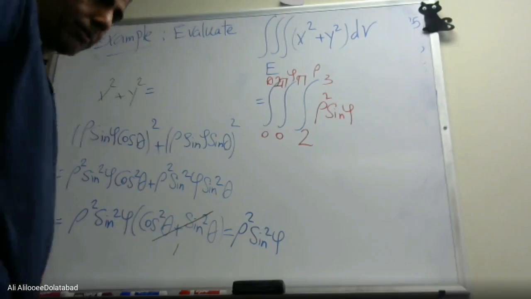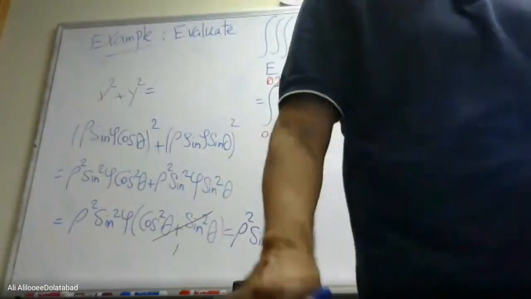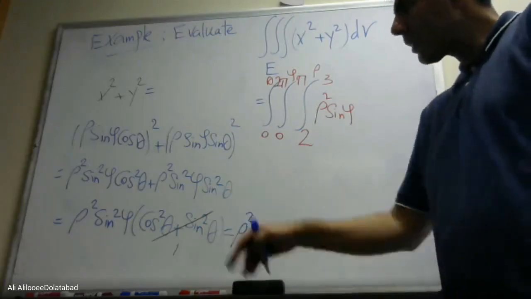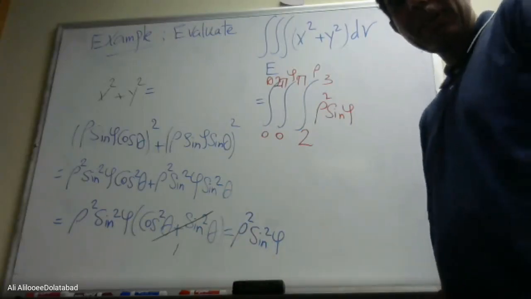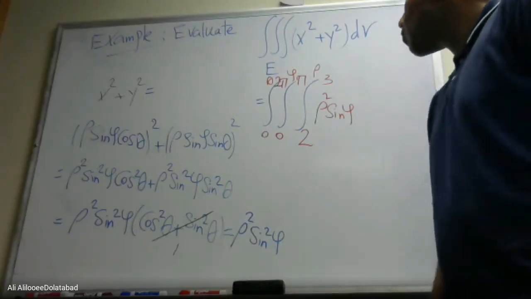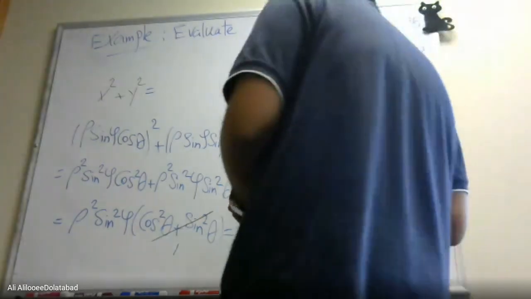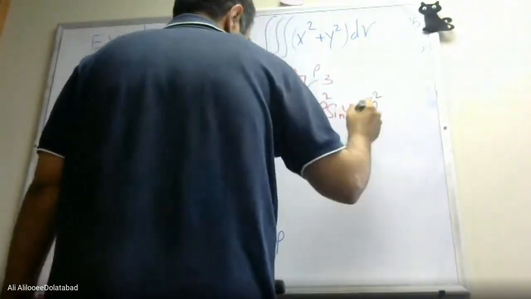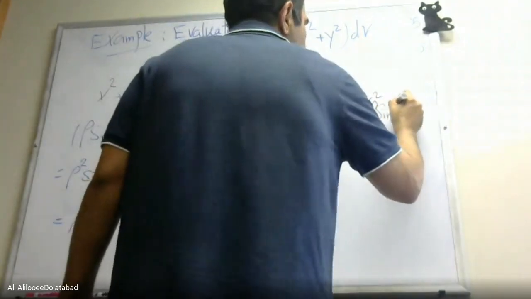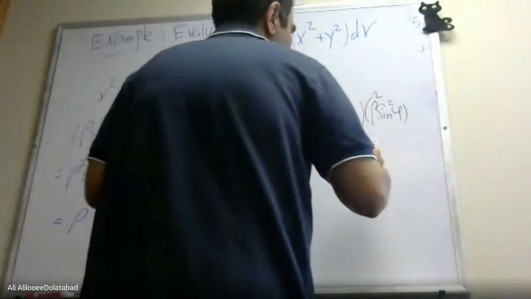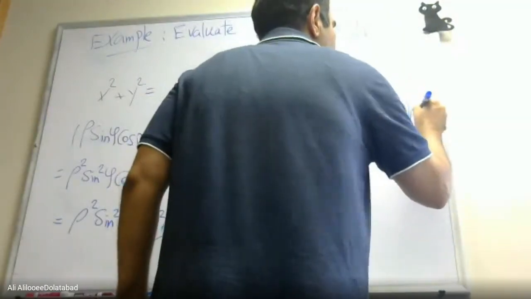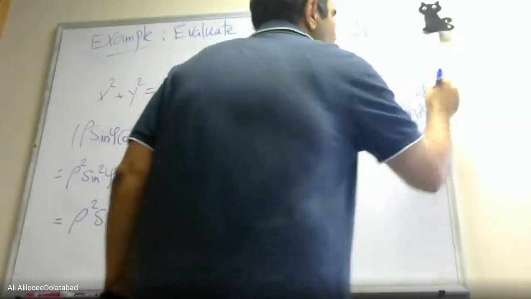Any question? We did the same thing for the previous question, but it is a good exercise to see one more time. It can be done by using basic trigonometry. So then x squared plus y squared is rho squared sine squared phi. And we have d rho d phi d theta.